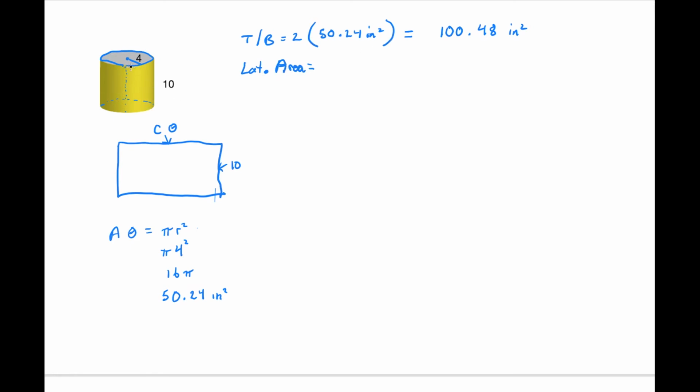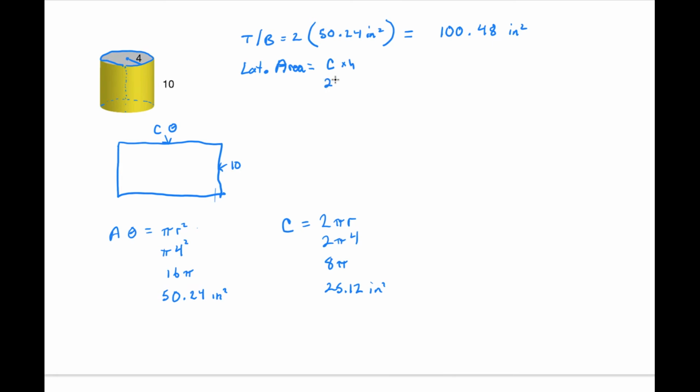So the first step is to find the circumference of this 4-inch radius circle so that we can multiply it times the height to get this area, which is what's wrapped around our cylinder. So we just move over here and we say the circumference, and the circumference equals 2 pi r. Right? R is 4. So we have 2 times 4. That's going to be 8 pi. And 8 times pi is going to be 25.12 inches.